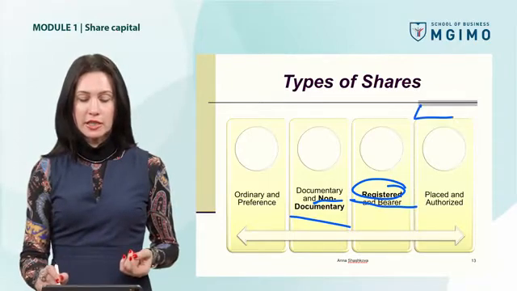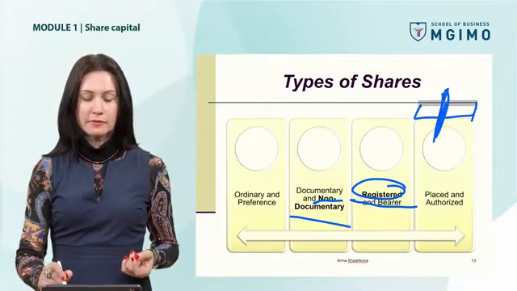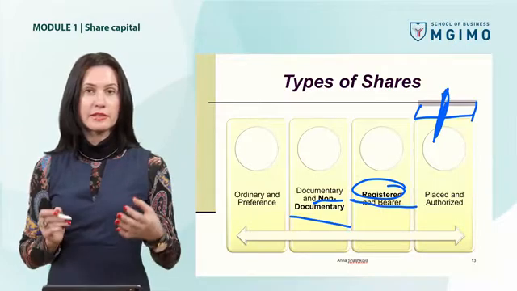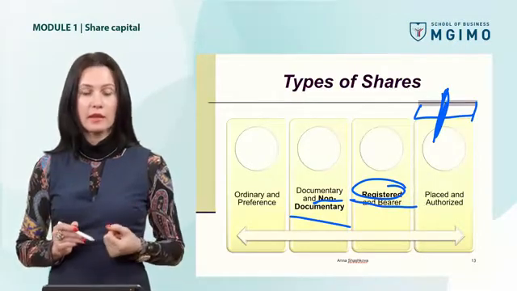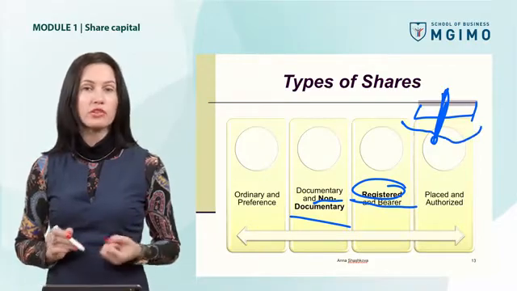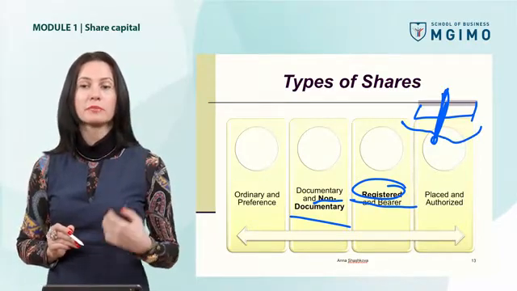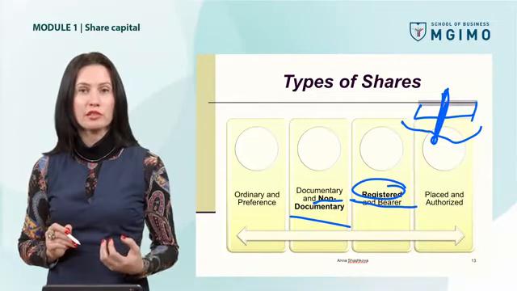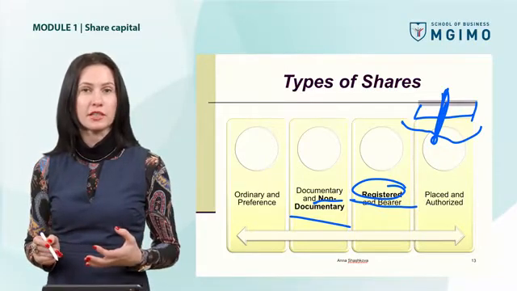Next, placed and authorized shares, both possible. So placed shares are shares which are paid. This is our charter capital. And authorized shares, potentially. So for example, we issued 100 shares. But potentially, so authorized shares, what we can issue is 1 million shares.